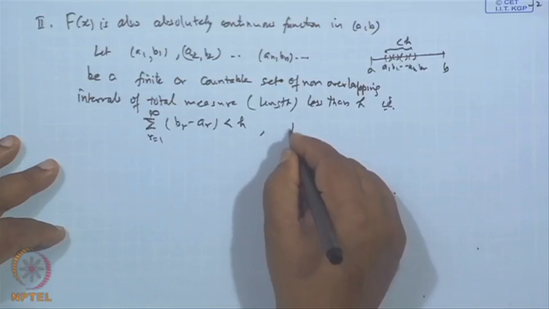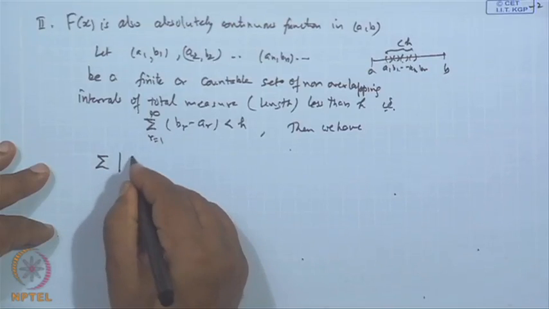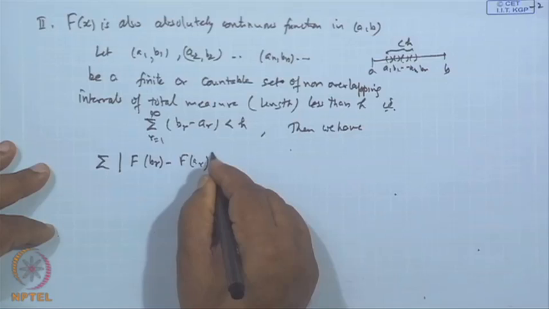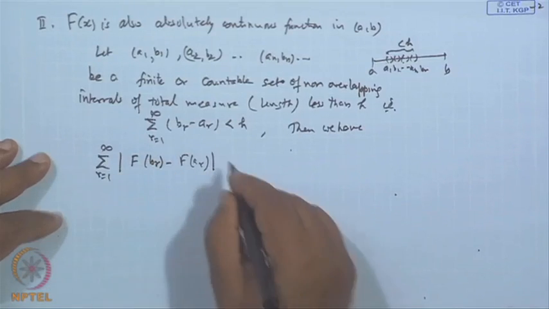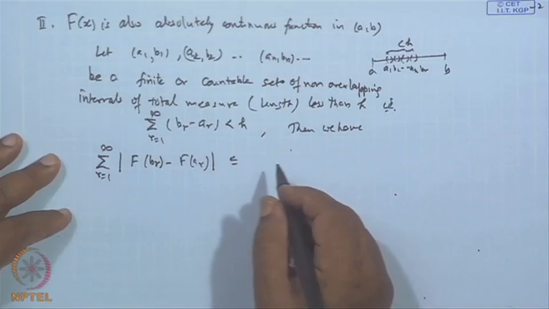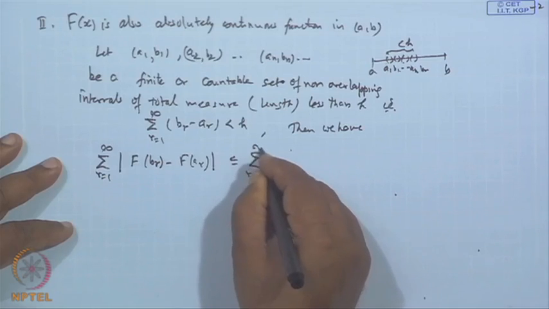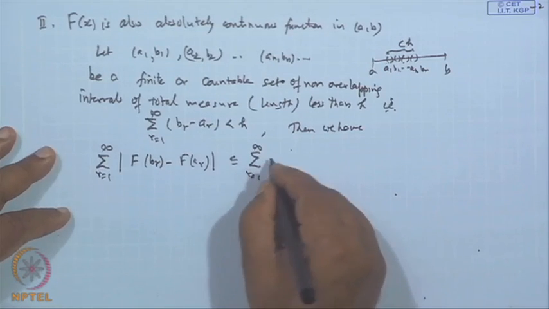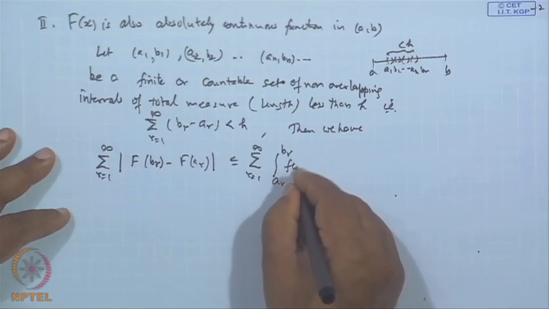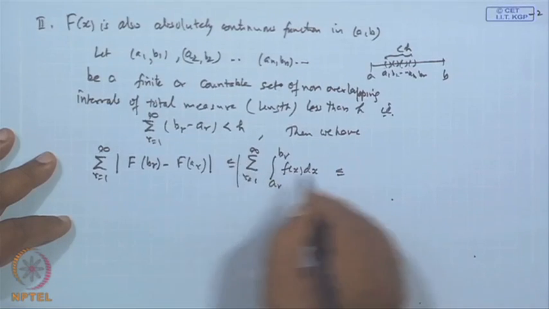Then we have the sigma of mod f of b r minus f of a r, r is 1 to infinity. Now, this will be less than or equal to what? Integral of this part, that is, sigma r is 1 to infinity and then integral a r to b r f of x dx, and which can be written as less than or equal to, because mod of this is there. So, modulus of this.